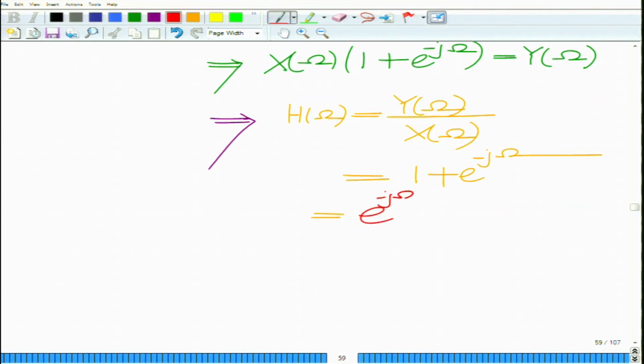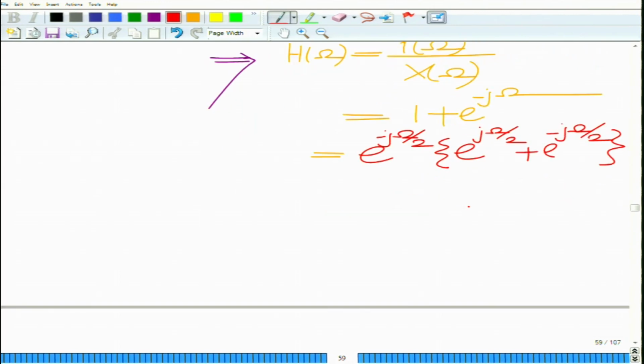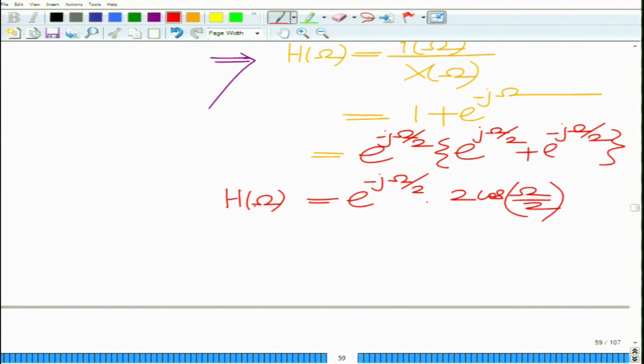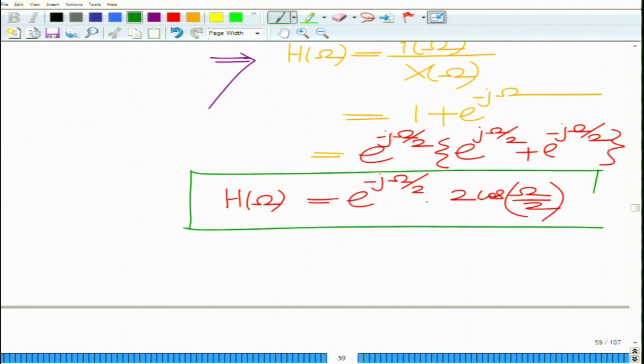You can further simplify this. Take e raised to minus j omega over 2 common, and this will be e raised to j omega over 2 plus e raised to minus j omega over 2. But e raised to j omega by 2 plus e raised to minus j omega by 2 is 2 cosine omega by 2. So, this is e raised to minus j omega by 2 times 2 cosine omega by 2, and this is H of omega. Okay. So, this is your frequency response of the given LTI system.